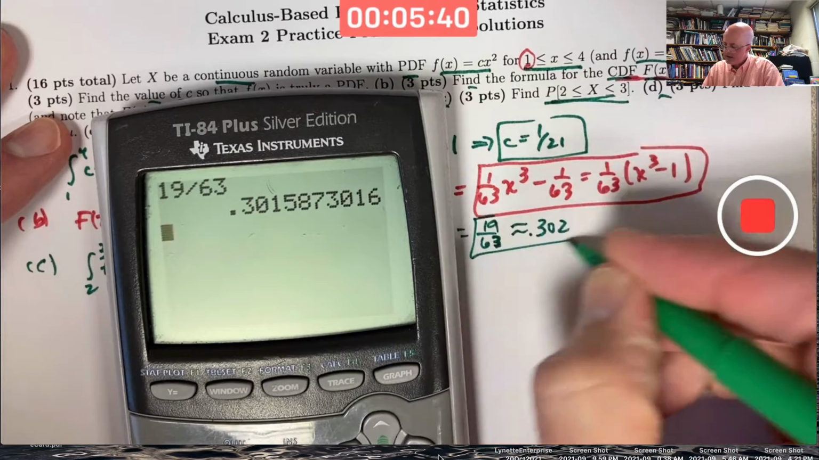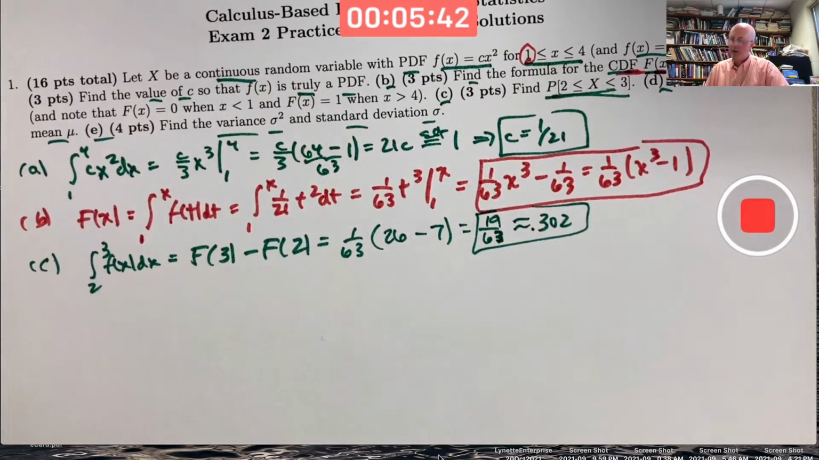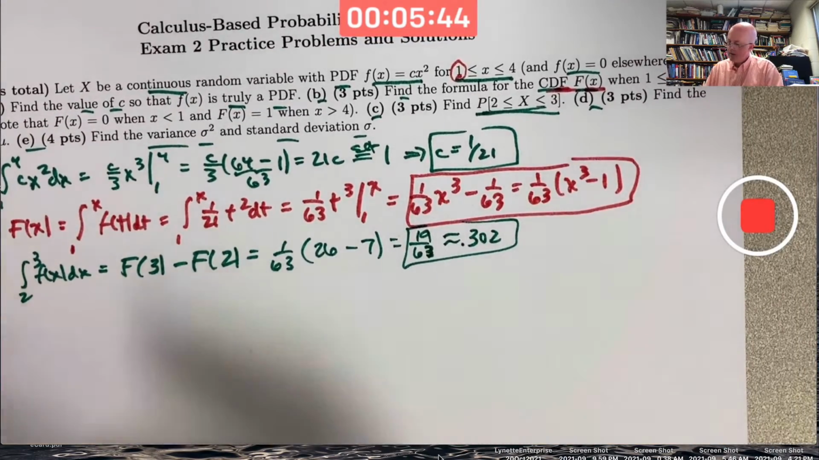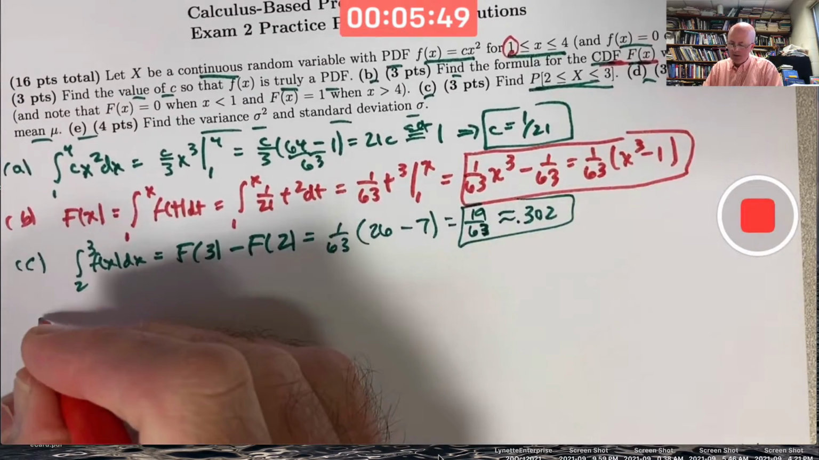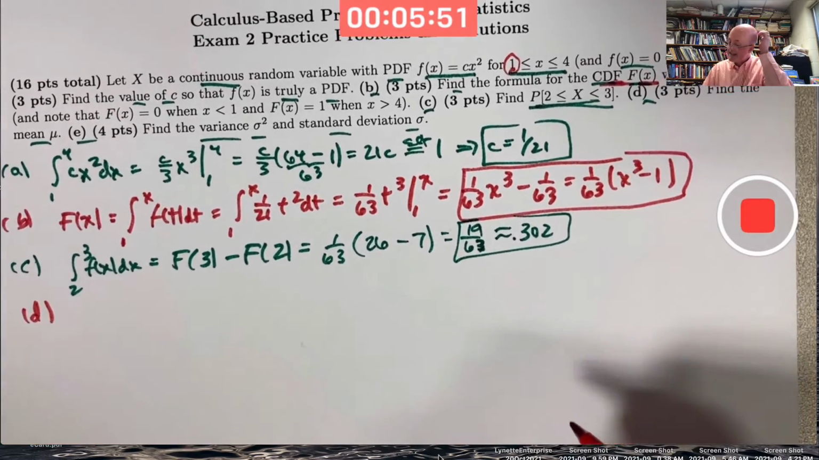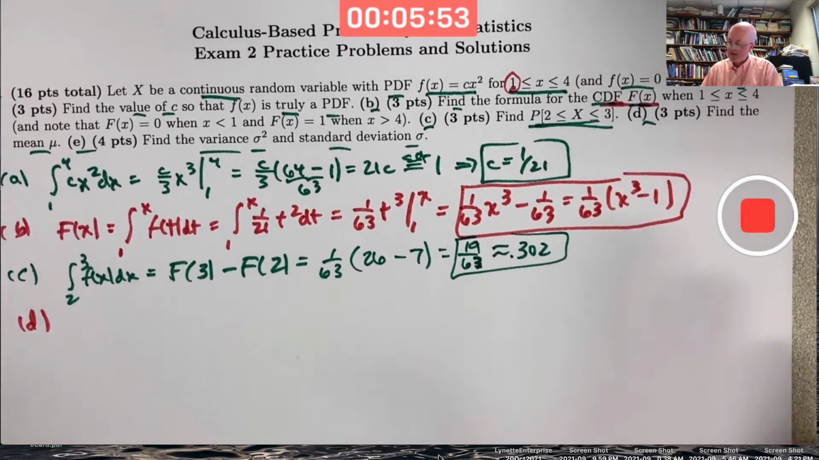Okay, so that would be the probability that x is between 2 and 3. Part D, find the mean. Before we find the mean, let's make a guess as to approximately where it might be.